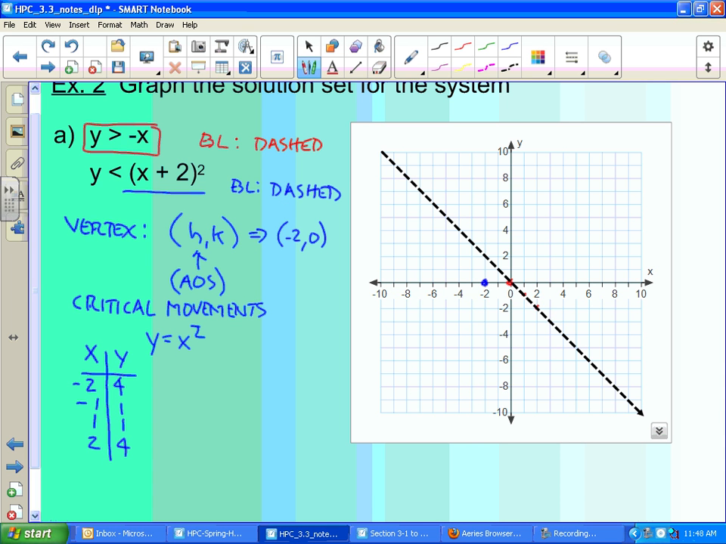So what I can do with these movements is simply apply them at the vertex at (-2, 0), and go left 2, up 4. So left 2, up 4. There I am. And left 1, up 1, and right 1, up 1, and right 2, up 4. There are the points that I can draw my graph with. If you don't remember that, you can always put in a t-table, just pick some x's and find the y. You can do that as well. But anyway, we get something that looks like this, and it's dashed.